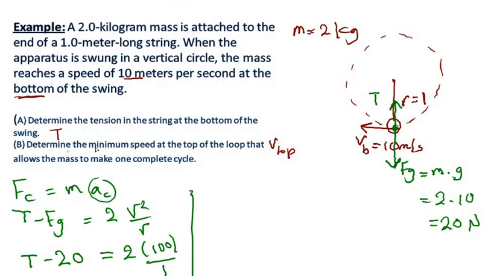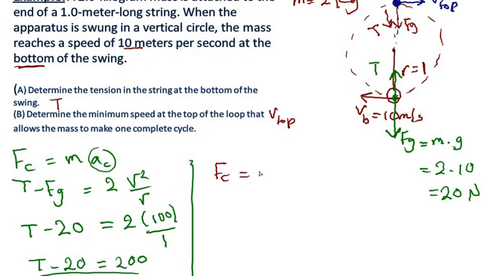B. Determine the minimum speed at the top of the loop that allows the mass to complete one cycle. If the car is moving clockwise, this is v at the top. Of course, v at the top is less than v at the bottom. Fg is down, and the tension is down as well along the string. So here the centripetal force is the sum of these two forces.